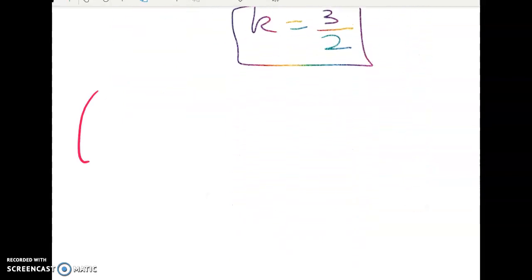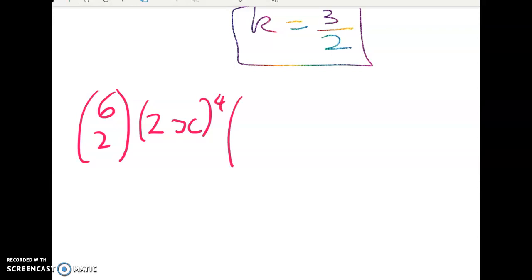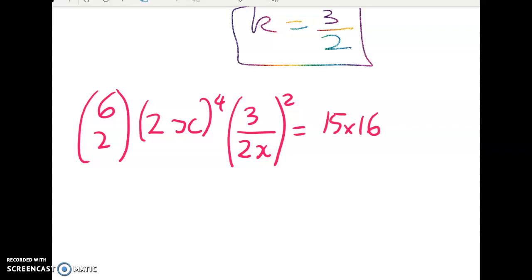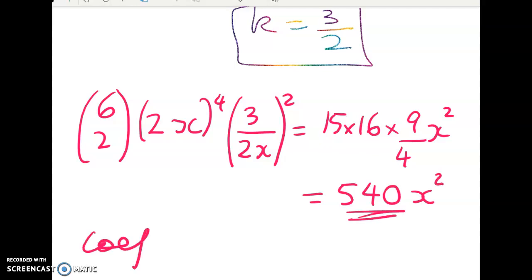And we have 6 choose 2 times, I've got to remember what it was. Hang on. So 6 choose 2 times 2x to the power of 4 over k on x. So that's 3 over 2x squared. And we want to work out what that is. Well, 6 choose 2 is 15. So it's 15 times 16 times 9 over 4x squared. And that works out to be 540x squared.